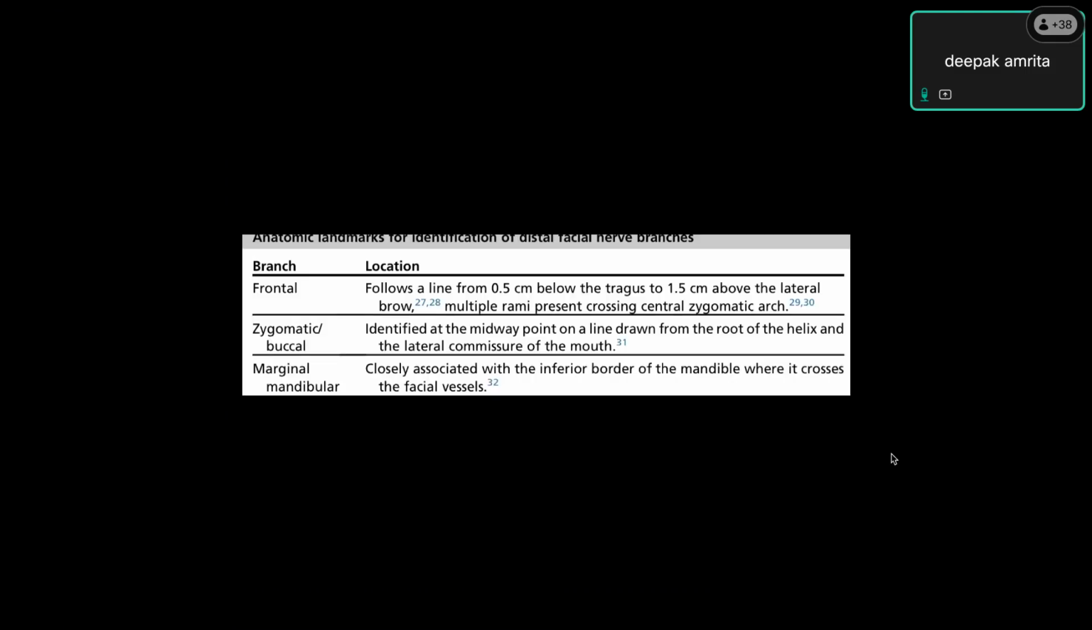Now, sometimes we need to follow anatomical landmarks to identify the distal facial nerve branches. So these are the landmarks for the frontal, the zygomatic or the buccal, and the marginal mandibular nerve. These are important in case you need to corroborate your intraoperative findings with the surface marking. But always use a nerve stimulator to stimulate the distal cut margins to see which muscles are being activated.